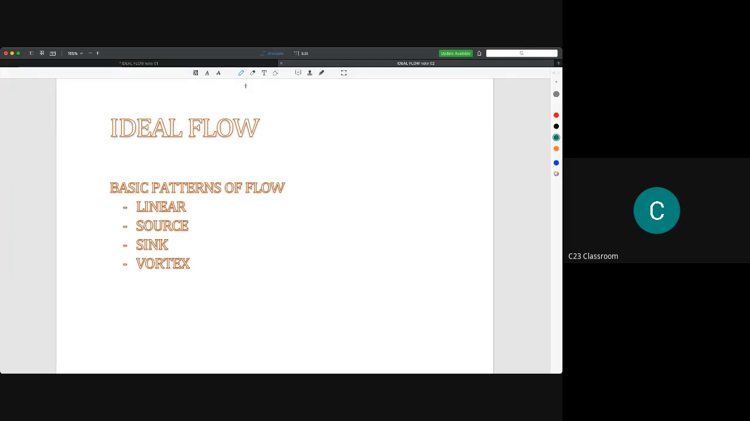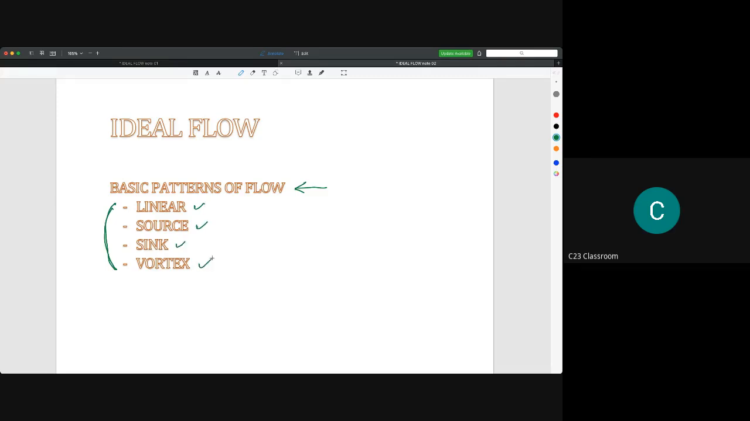So we continue our lecture on ideal flow. In this lecture, I would like to introduce you to the basic patterns of flow. So what is the basic pattern of flow? It consists of four patterns, which are linear, source, sink, and vortex.